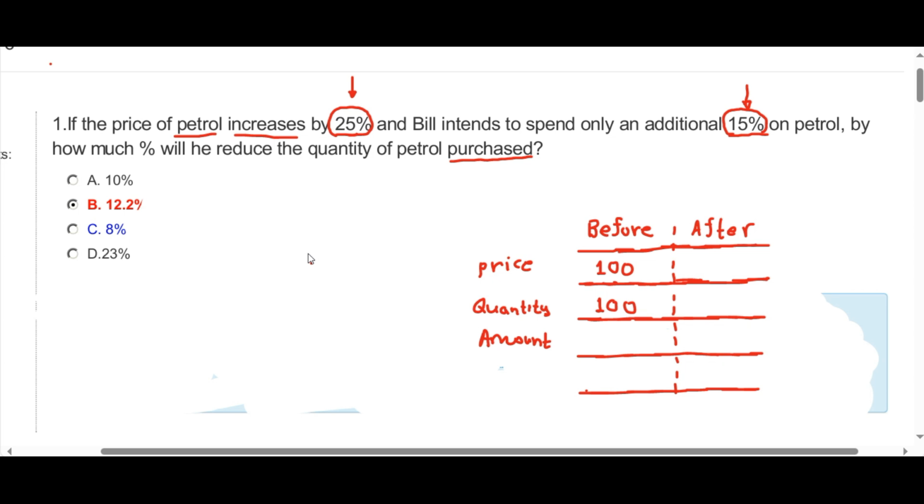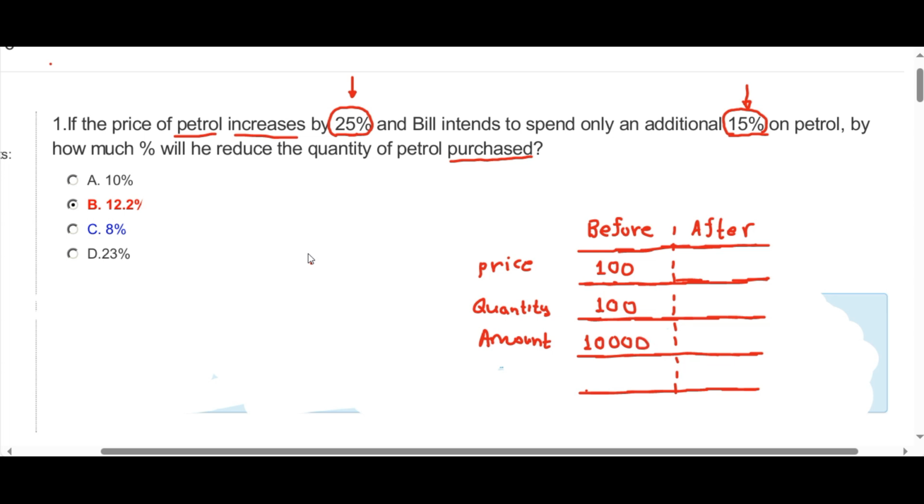So maybe it seems a big number. You don't care about that. You just put two numbers here. Okay? So the amount that I paid before was 100 times 100, and that's 10,000 euro.